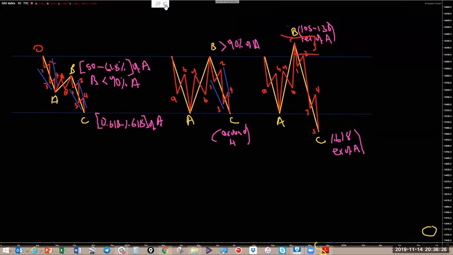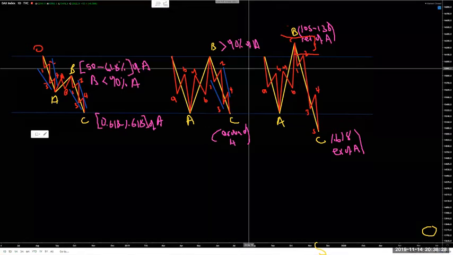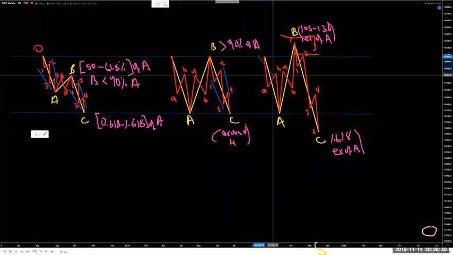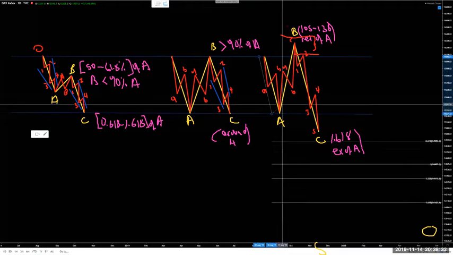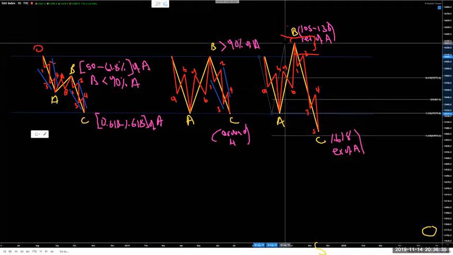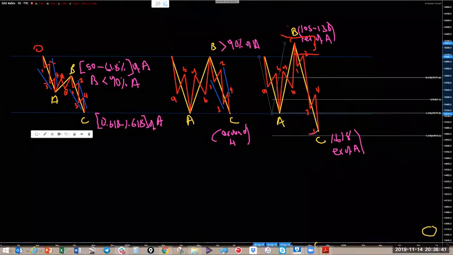How do we check the C for an expanding flat? You take the extension tool from the start of A to the end of A back to B. Your B ends here now. So your C must not end below the 1.618. Your C should not end below the 1.618. And that is the level for the wave C, and that is an expanding flat. See, I'm giving you all the levels and all the Fibonacci levels.